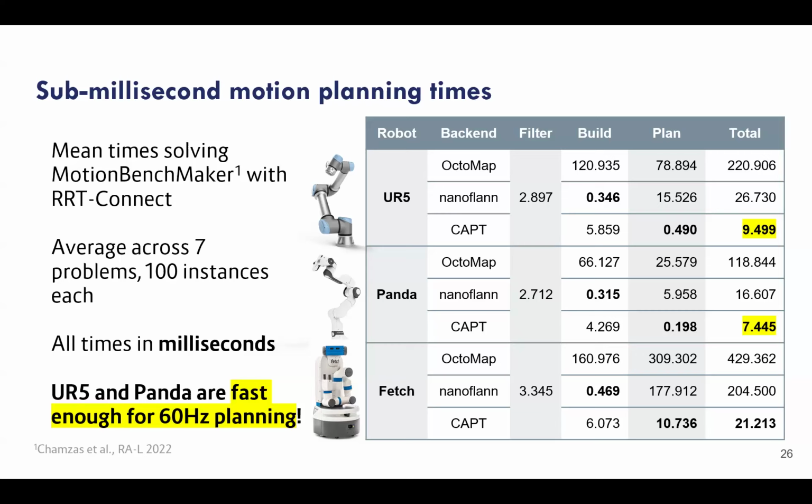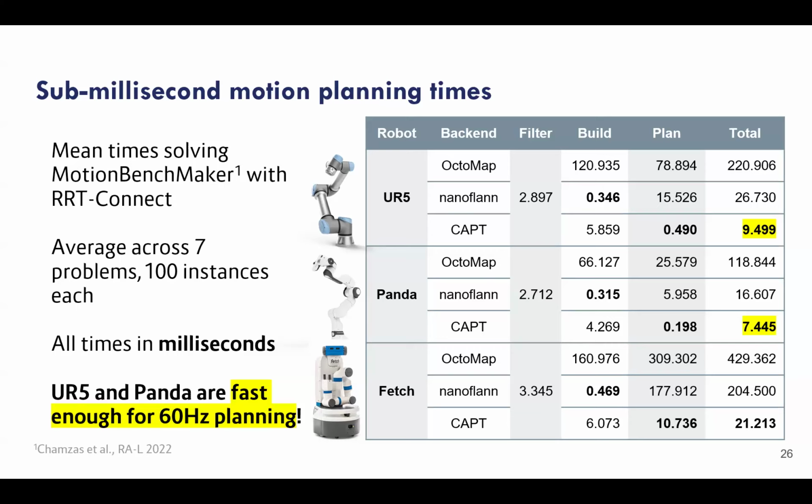And for the UR5 and Panda, we've highlighted that total end-to-end planning time from perception all the way to action. And we have that planning time fast enough that we can do it online with a 60 hertz camera. So that's really excellent results, and we were really happy with that.